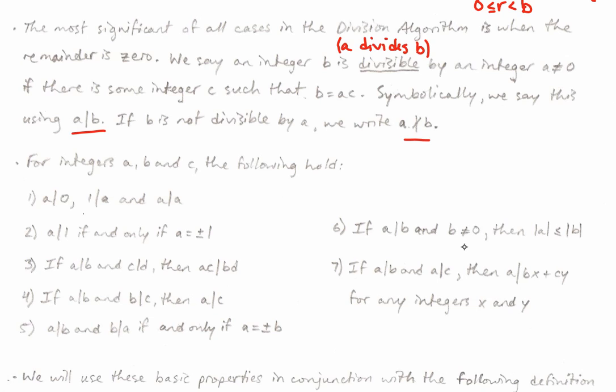Number 7 is a very important property. We're going to see this guy coming up later on in this video, as well as in other portions of this chapter and in other portions of the course. If a divides b and a divides c, then for any integers x and y, any whole numbers x and y whatsoever, a divides bx plus cy. What property number 7 is really saying here is that if a divides b and a divides c, then a divides any linear combination of those two numbers b and c.